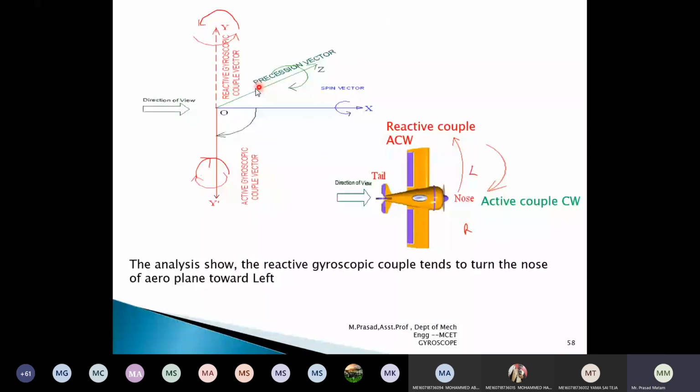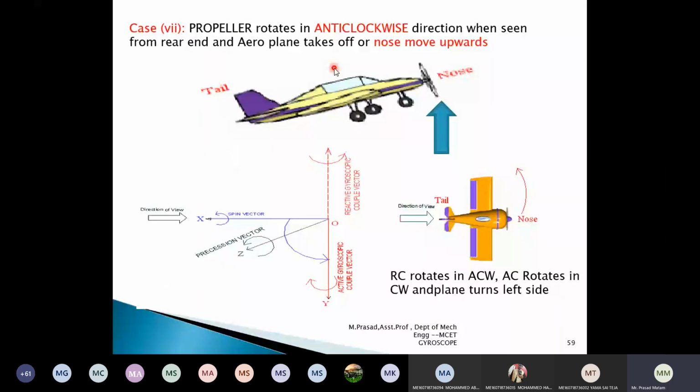So this is with respect to clockwise motion. Similarly, with anti-clockwise motion also the same vector will come. Now here it is taking off, means the pressure vector is coming in the negative z-axis like this. You can see the direction of the spin vector and the direction of the pressure vector. Now rotate the spin vector by 90 degrees. In the negative y-axis, we are getting the active couple. Opposite to the active couple, we are getting the reactive couple in the positive y-axis.